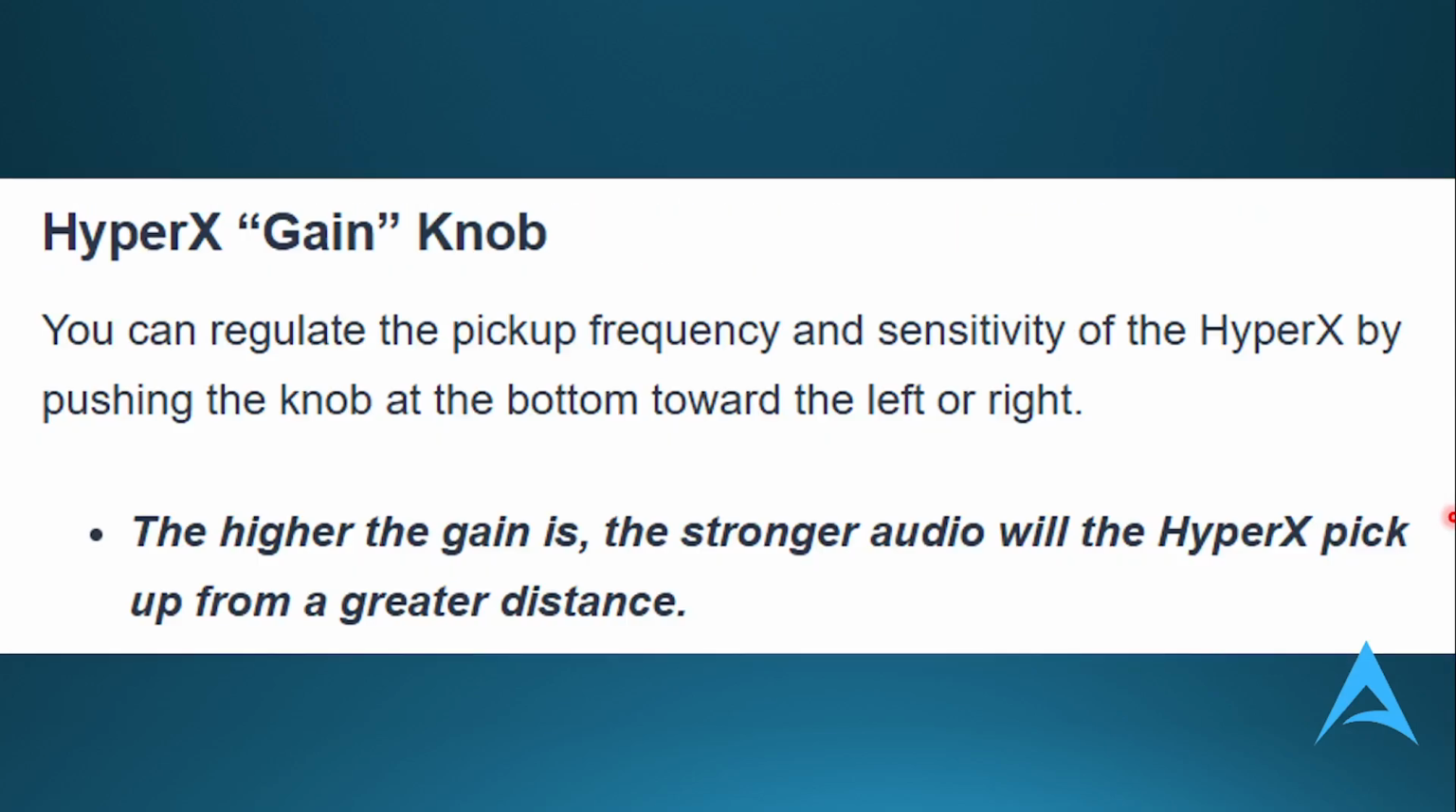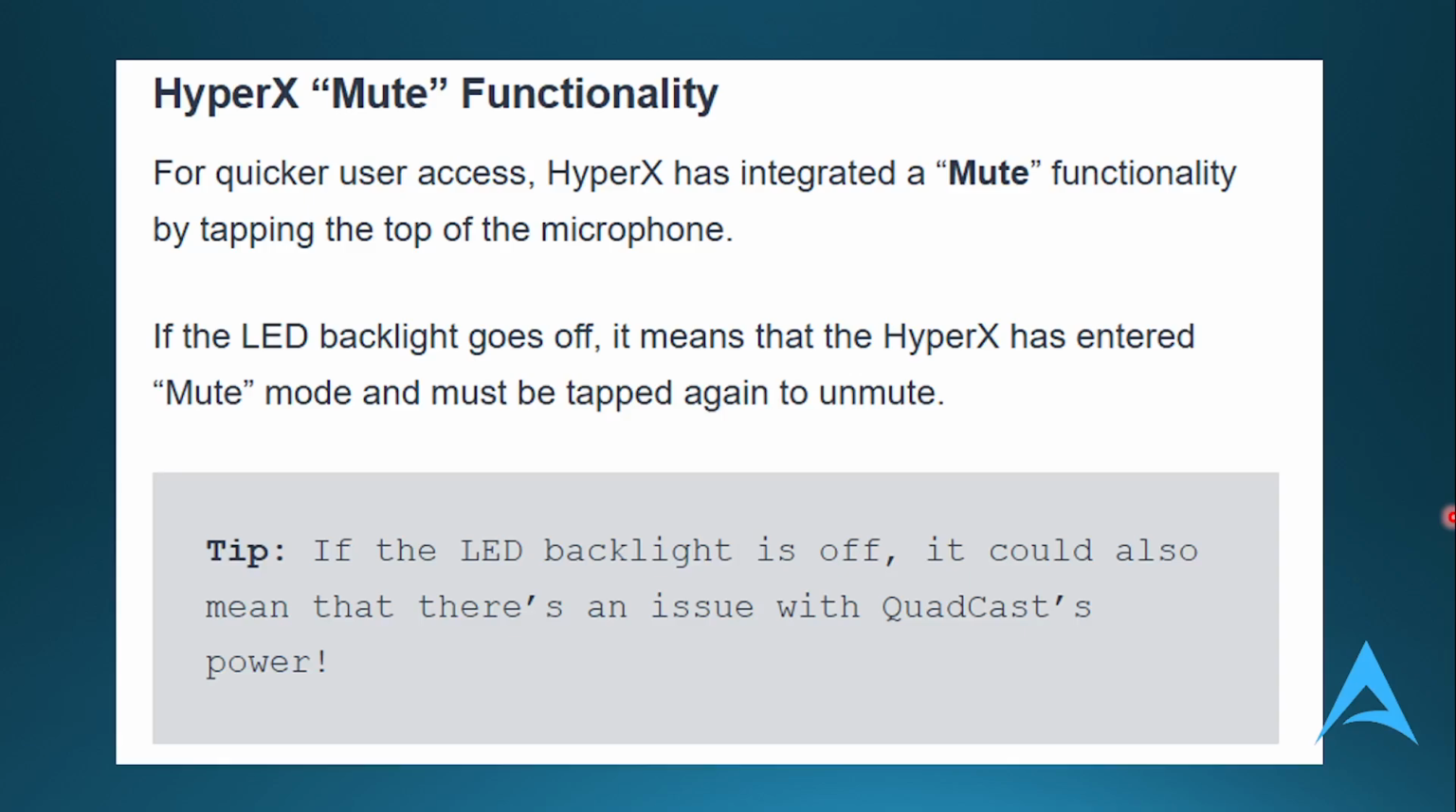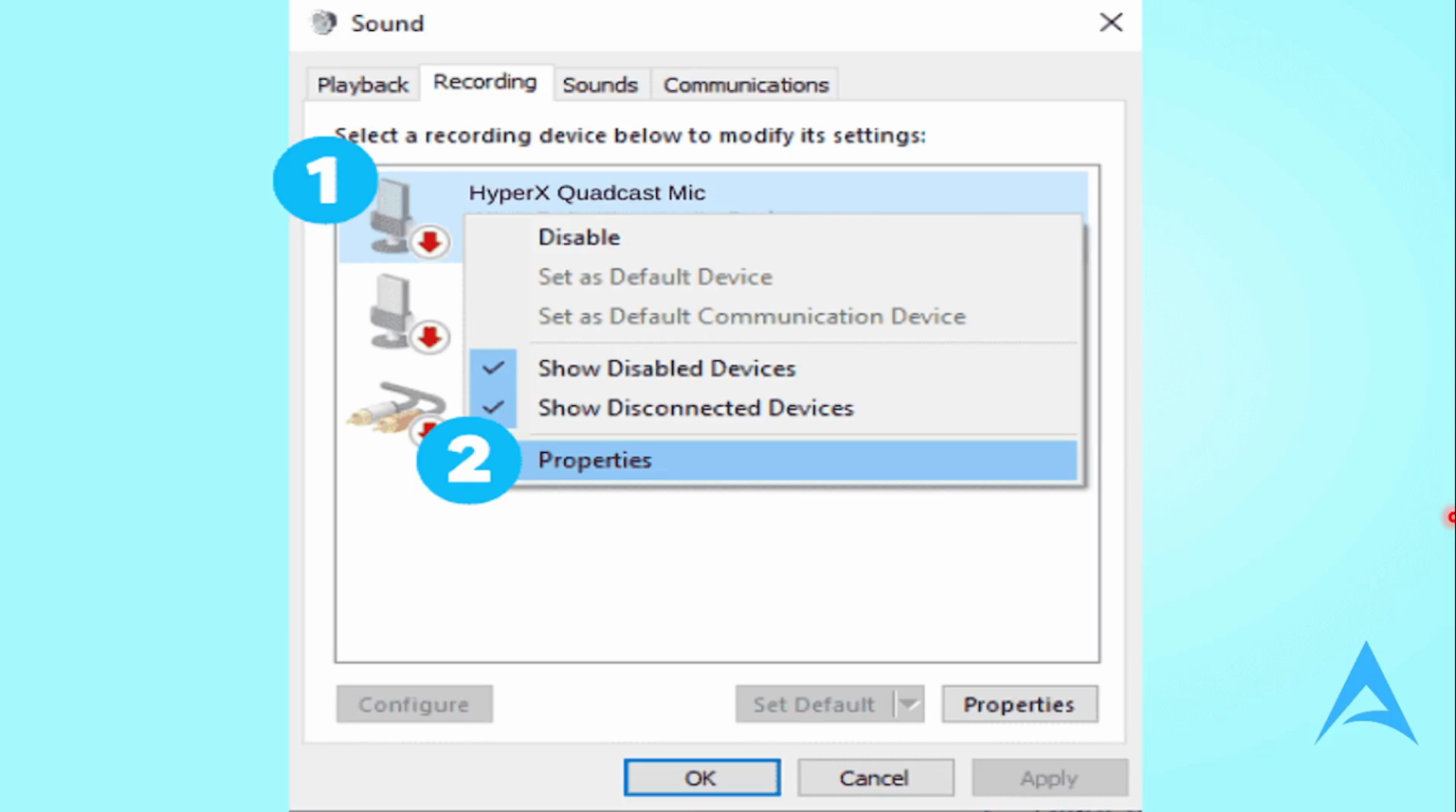And it also has a mute functionality. And for quick user access, you just tap the top of the microphone, and basically, if the LED backlight goes off, it means that the HyperX has entered mute mode. And it must be tapped again to unmute. So remember, if the LED backlight is off, then it is probably muted, or there's an issue with the Quadcast power source, right?